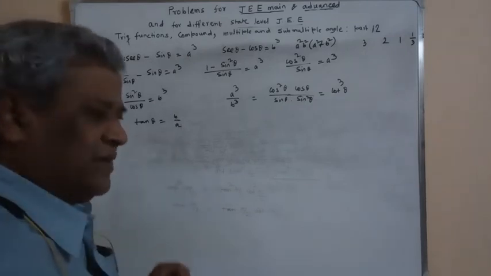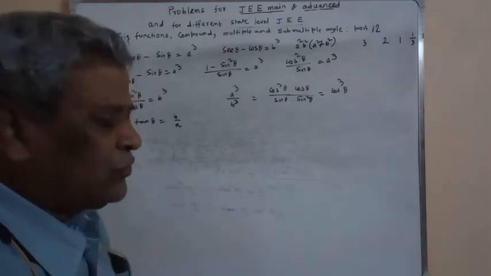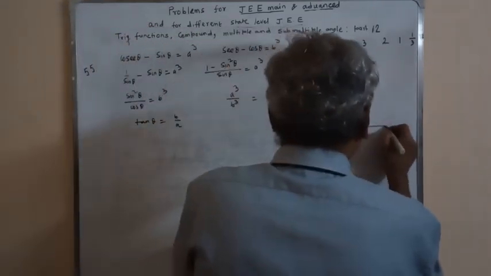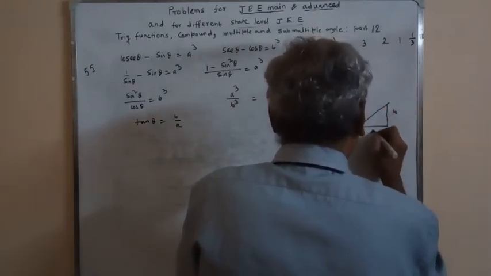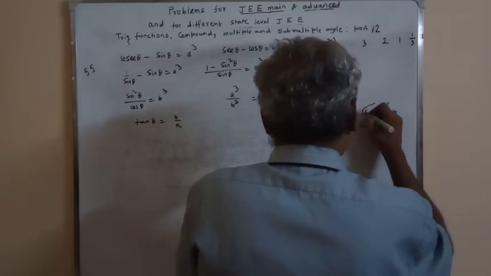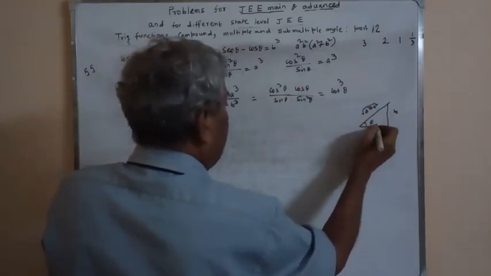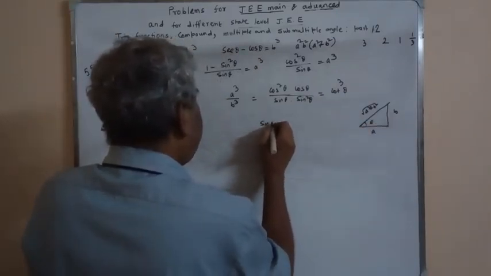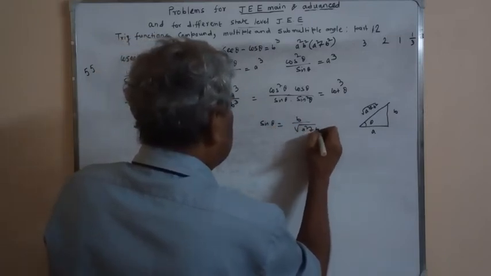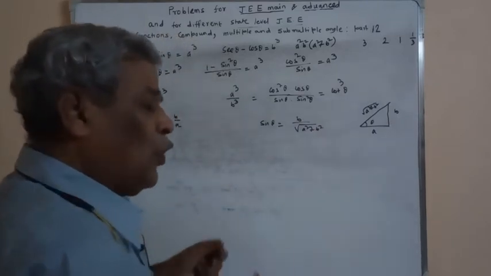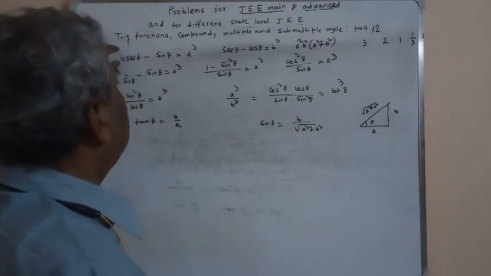Now, from this relation, using a triangle, we can obtain the value of sin theta or cos theta. Tan theta is equal to b by a. This is b, this is a, so this is root over of a square plus b square. Therefore, this is theta. Sin theta is equal to b by root over a square plus b square. If required, cos theta also can be obtained, a by root over of that.